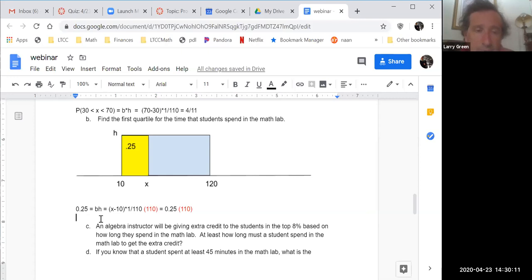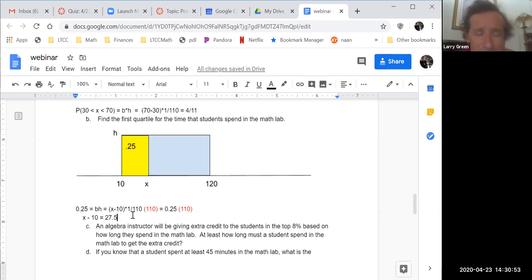Any questions so far? Any questions? Okay, now when you multiply by 110, the whole point is to get rid of the 1 over 110. So what we have now is that x minus 10 is equal to 0.25 times 110. And you all know how to do that, right? That's what, 27.5. Takes me a moment to do it in my head, but you can use a calculator if you want.